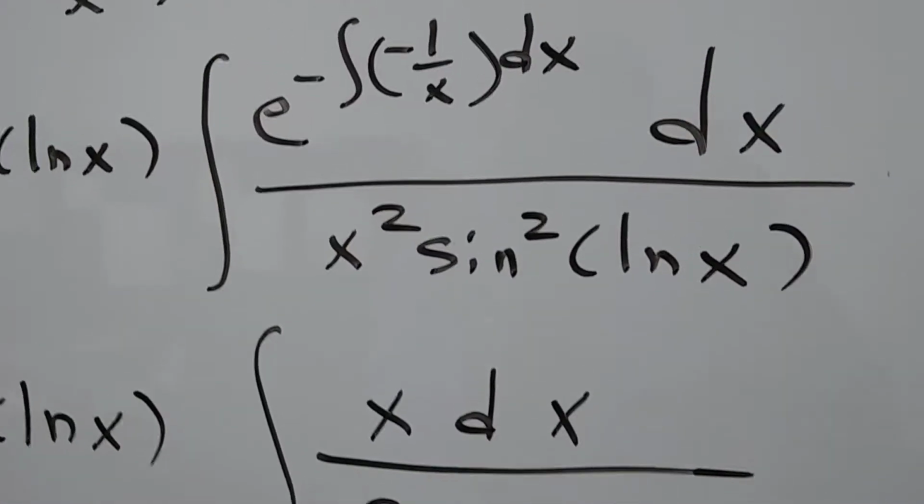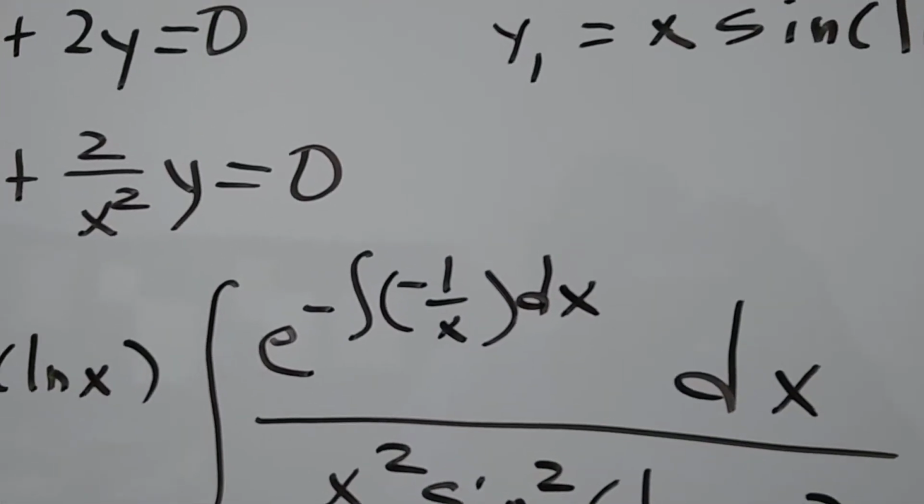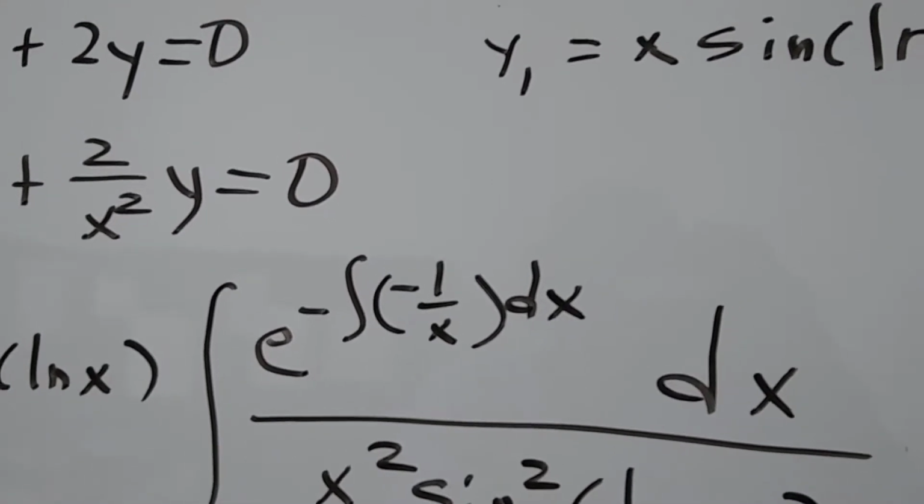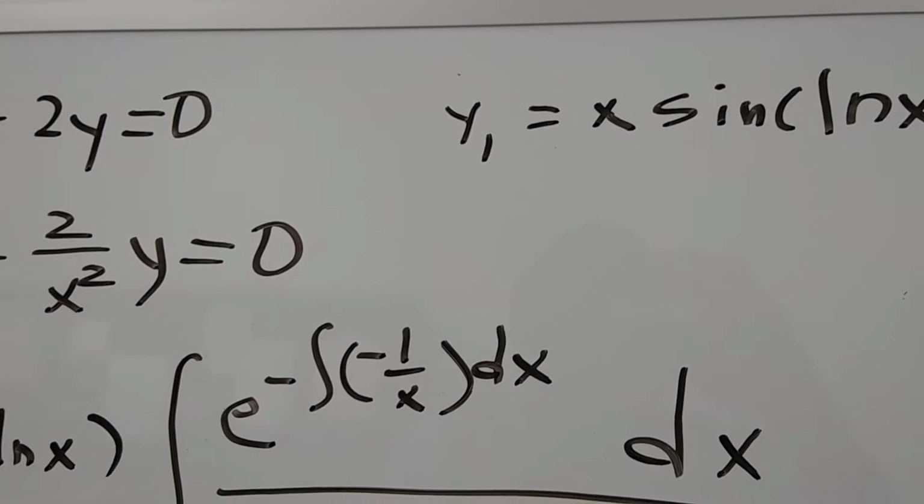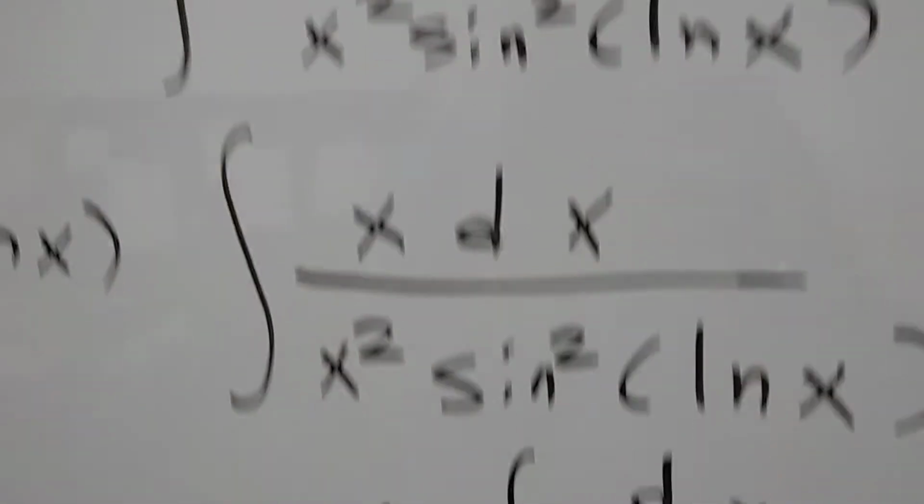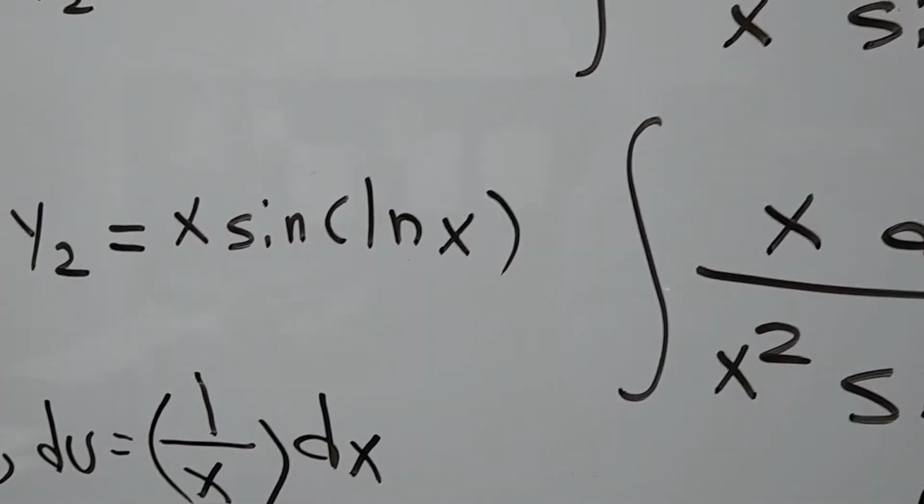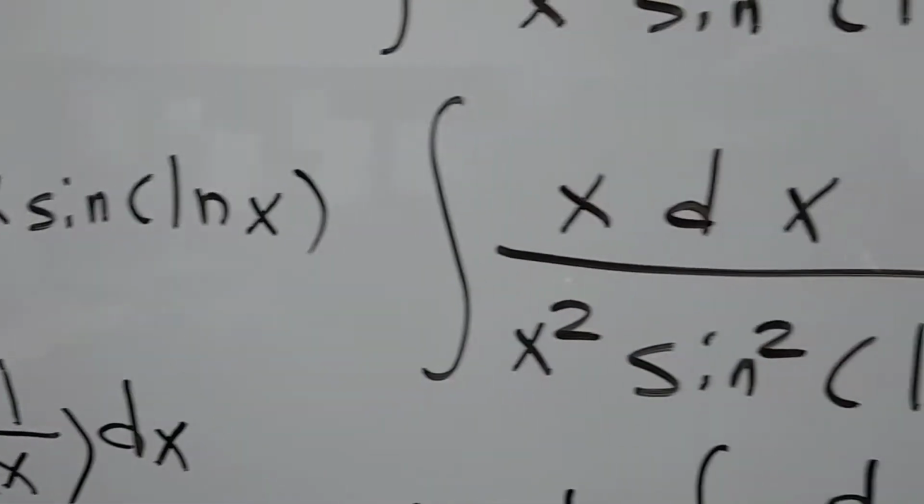Well, where did the x come from? Because e to the negative integral of negative 1 over x dx is e to the ln of x, and e to the ln of x in the integrand is just x. And that's where we dropped down from to see that our y sub 2 now has to take this form.